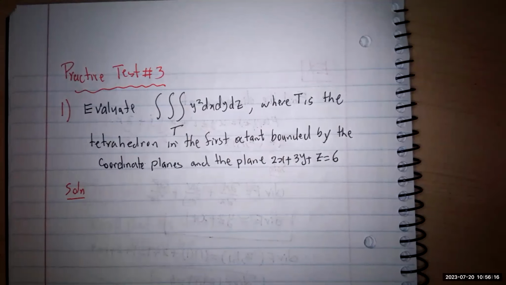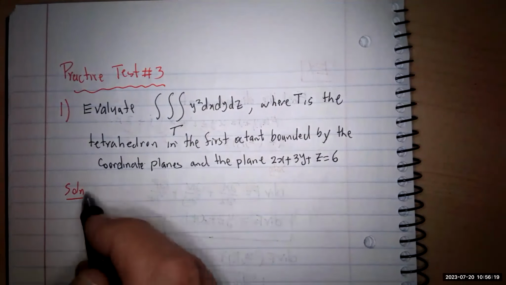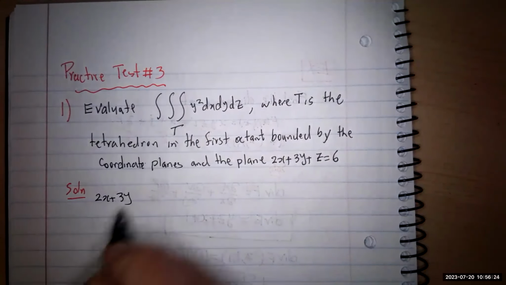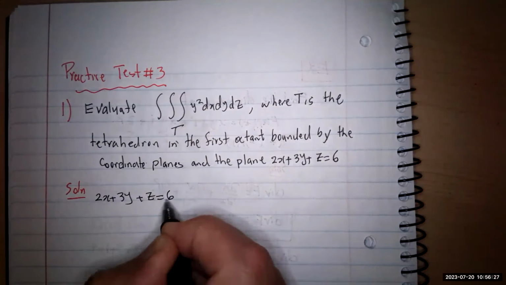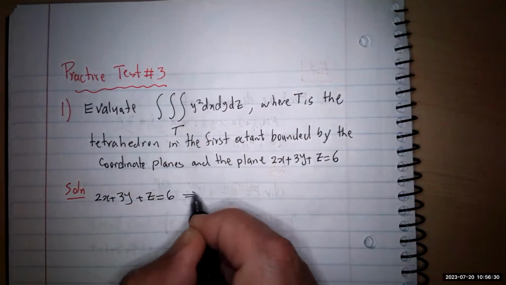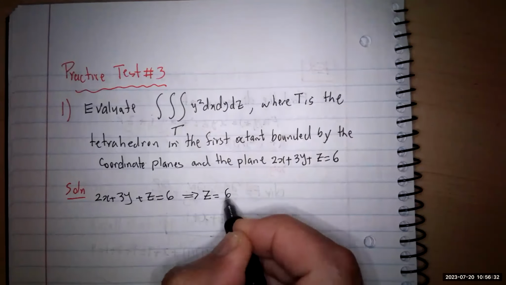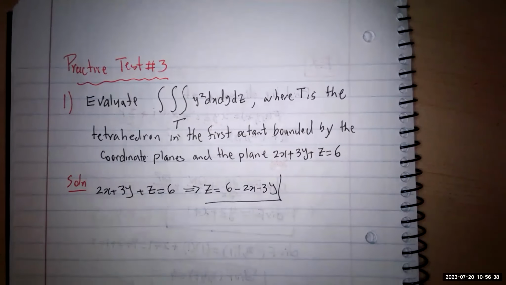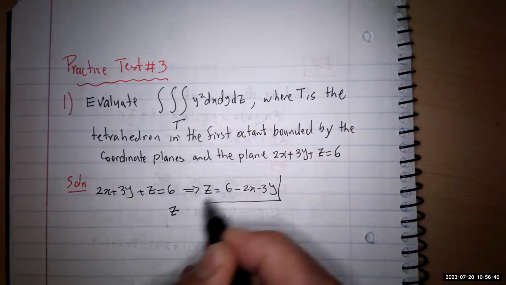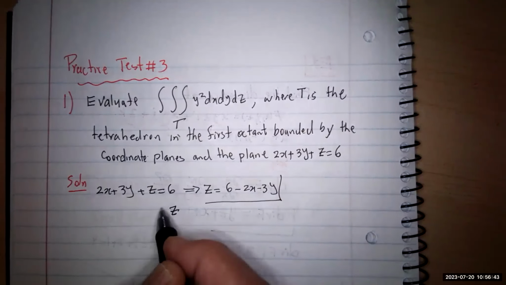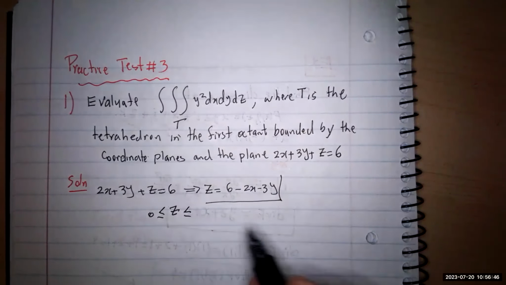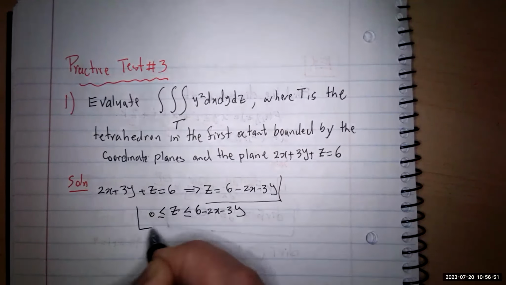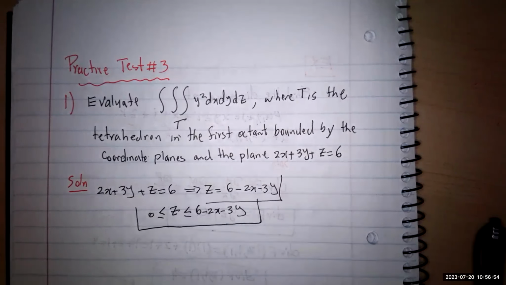So I start with z. You have this equation for z, so simply solve for z. 2x plus 3y plus z equals 6, and we solve for z. That gives us z equals 6 minus 2x minus 3y. There is no other z. The limit of z is the first octant, so z is positive: z is greater than or equal to 0 and less than or equal to 6 minus 2x minus 3y. So this is the limit of integration for z. Any questions?